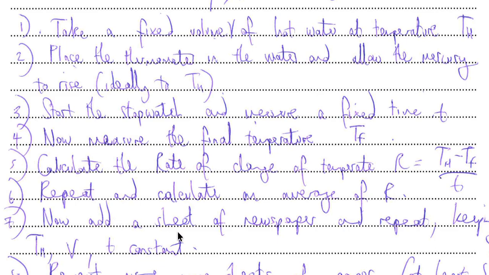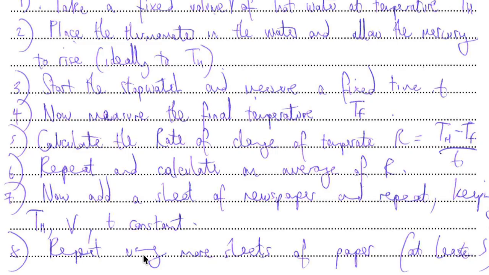Now we're going to add a sheet of paper around the beaker. I've been a bit brief in my description here. I did this in about 2 minutes. A sheet of newspaper around the beaker and repeat it, keeping the temperature, the volume, and the time constant. And then we're going to repeat using more sheets of paper, at least 5.